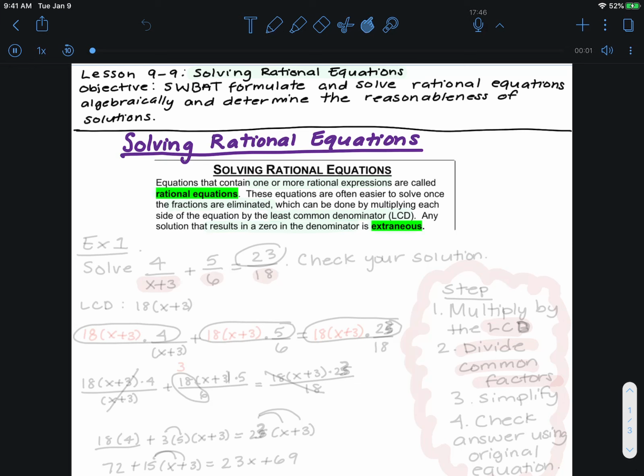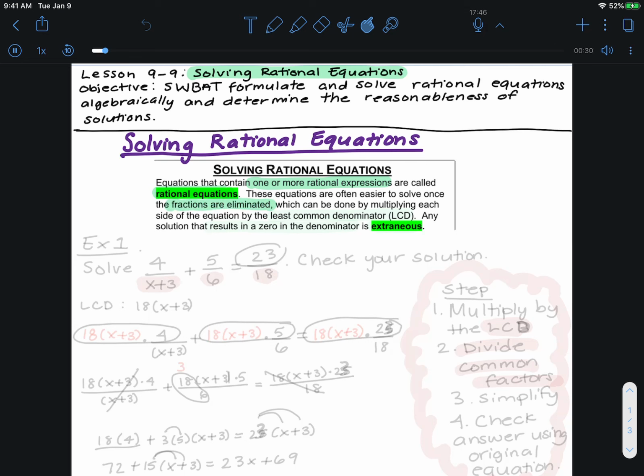Okay, guys, so we're going to go ahead and start on lesson 9.9, where we're solving rational equations today. That means you're going to get an equation and you're going to be looking for the x values. Equations that contain one or more rational expressions are called rational equations. How do you solve these rational equations? By getting rid of the fractions, which means getting rid of the denominator.